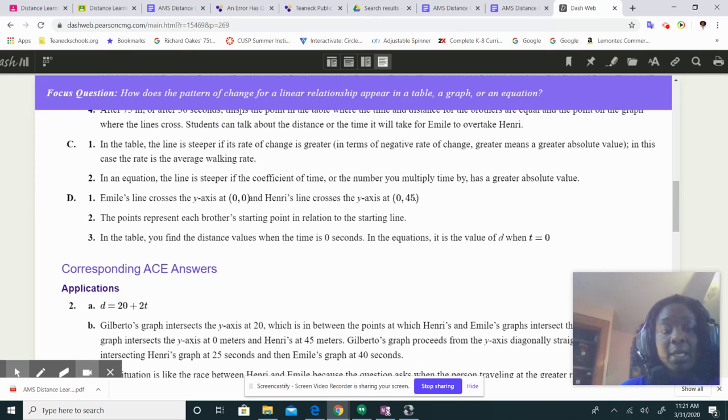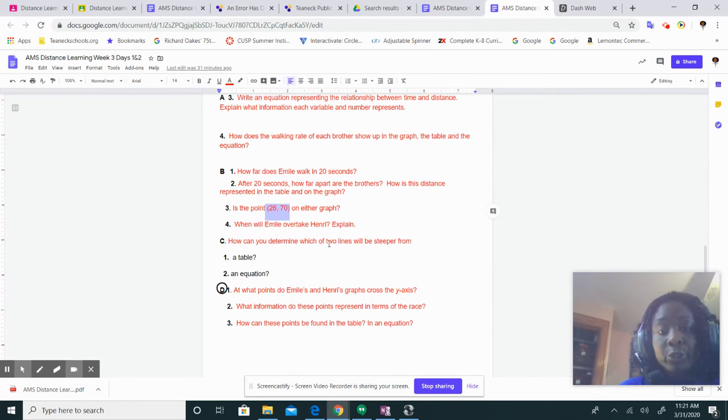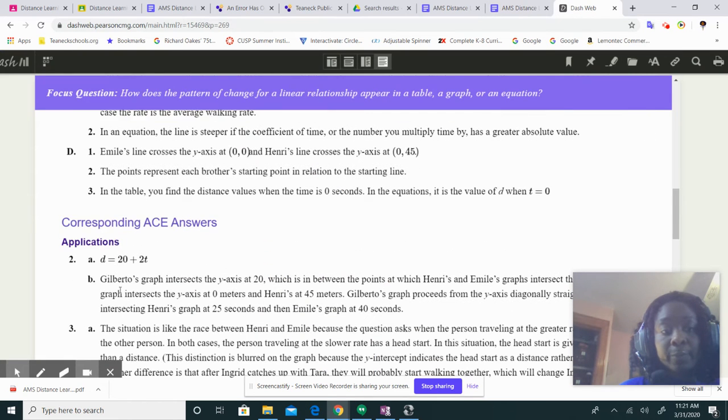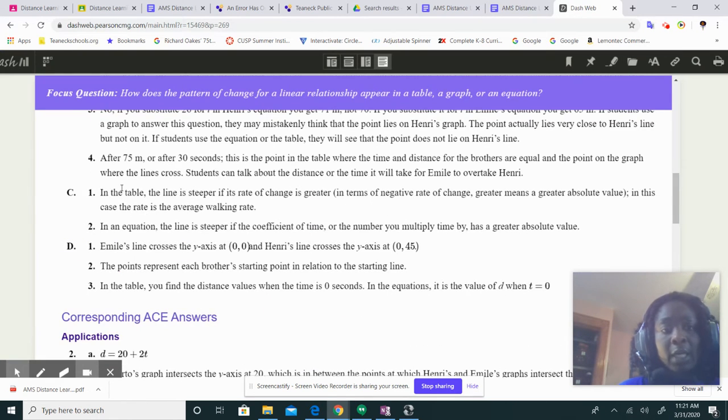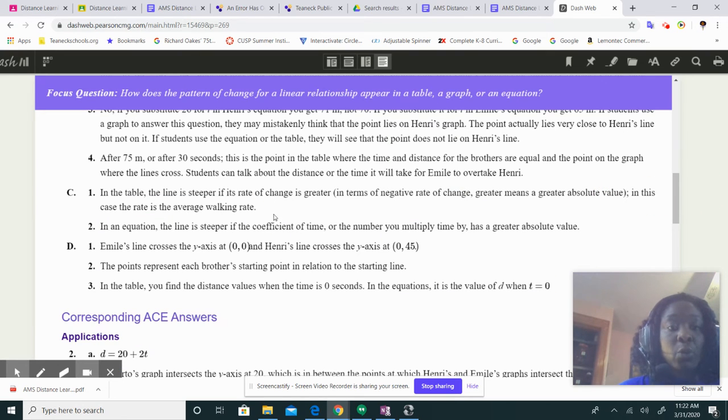Okay, and then C, let's take a look. You were asked, how can you determine which of the two lines will be steeper from a table and from an equation? In the table, the line is steeper if the rate of change is greater. Obviously, if you have a greater rate of change, it's going to be steeper. In this case, it's the walking rate. In the equation, the line is steeper if the coefficient of the time is greater.